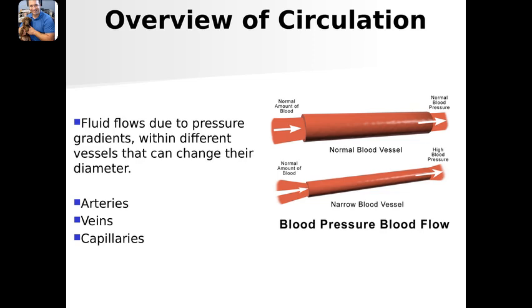If we need to increase the blood pressure, well, what would we do? We've got a garden hose, we stick our thumb on the end of it, and that pressure that occurs is going to cause the blood to flow more quickly to a particular area.